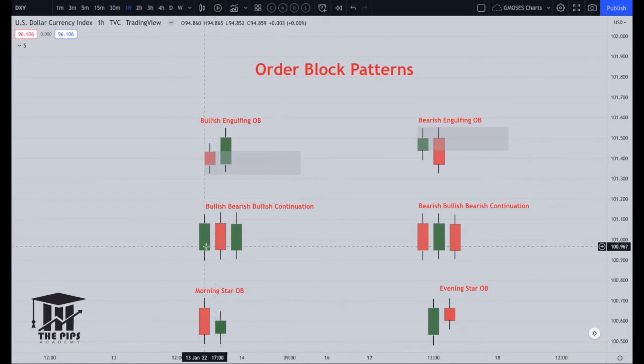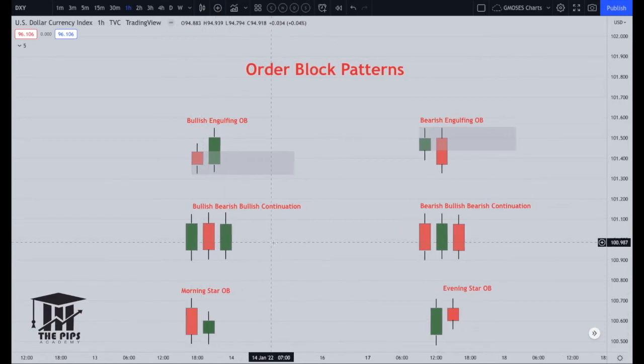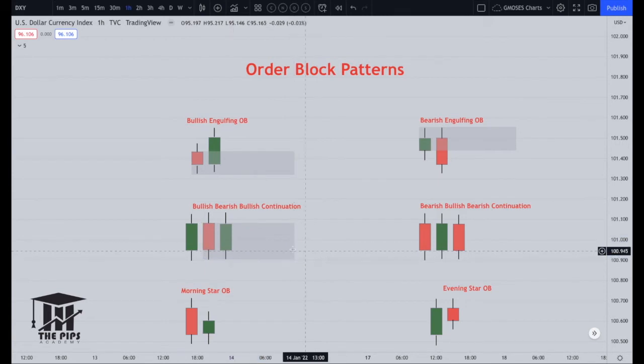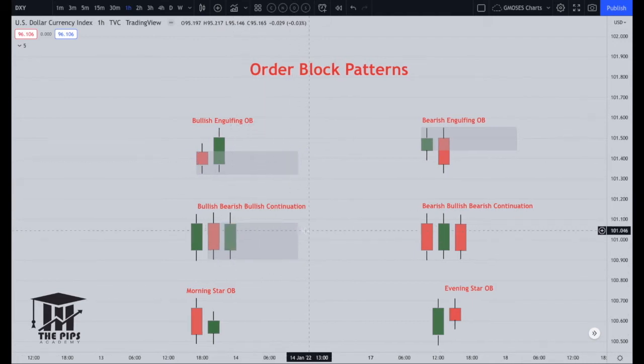Now, these two patterns are continuation order blocks. In this one, which is the bullish, bearish, bullish, to find the base you will use the middle candle. Whatever direction it's going, for example bullish, bearish, bullish, means it's a continuation to go up. So you would take the middle candle from the top of the base down to the wick, and mark your base zone here. That way it's a continuation for price to continue on its upward leg of structure, come down and retest.